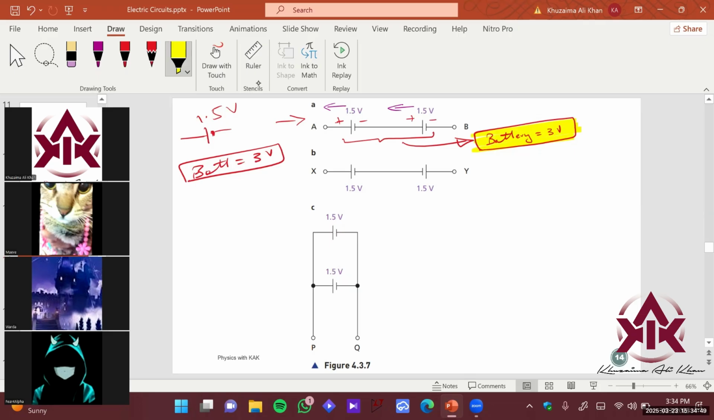If this point makes sense, give me a thumbs up. How is it 3? Why is it adding up? Okay, it makes sense to Hamza. It makes sense to me.